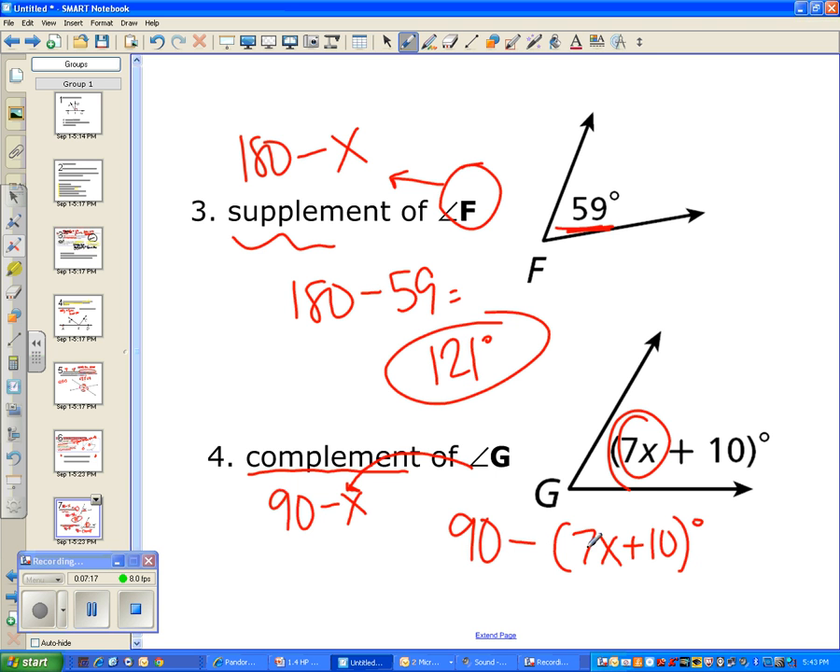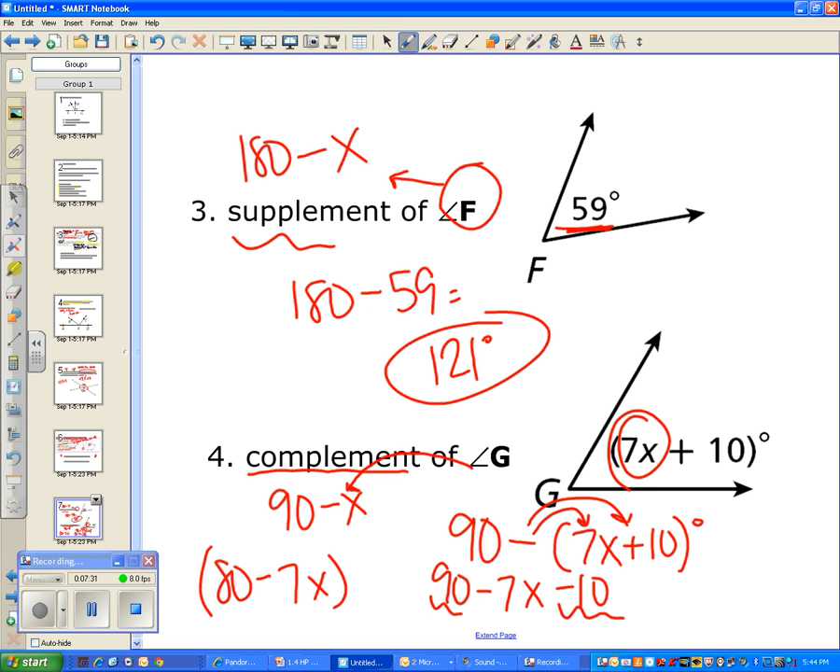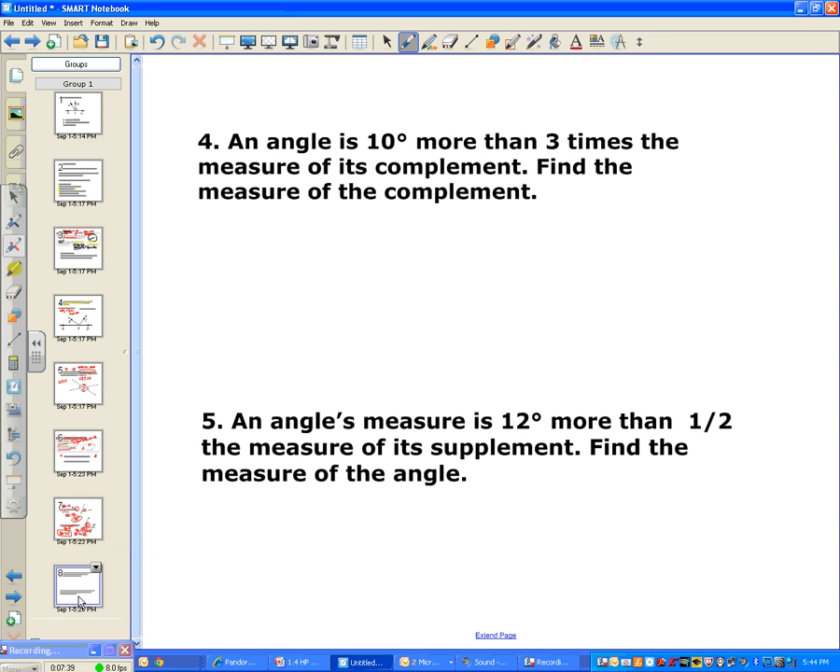Well, you're going to distribute that negative sign, so it's 90 minus 7x minus 10. And then you're going to combine like terms. 90 minus 10 is 80. So your final answer is 80 minus 7x. That's it. That's all I want from you. That's your final answer. I know you don't like it, but trust me, that's all you can do. Okay, cool. Let's move on to the last slide.